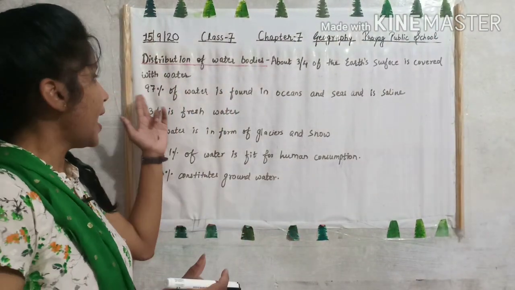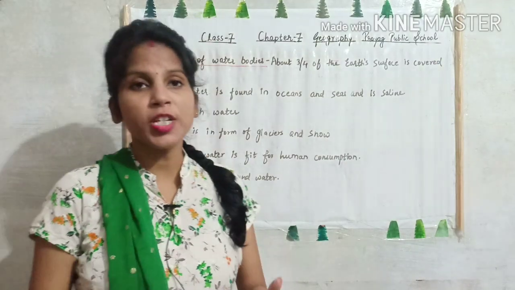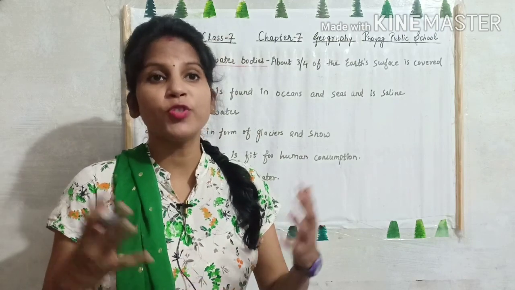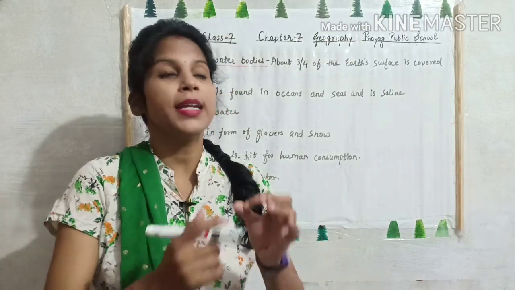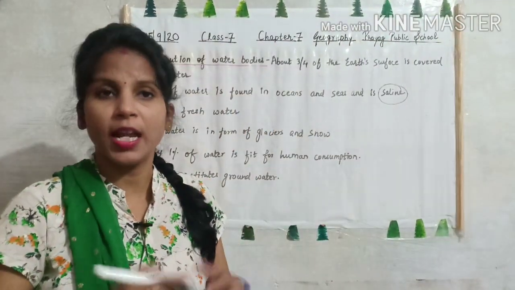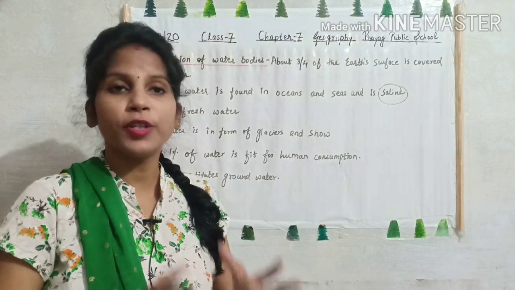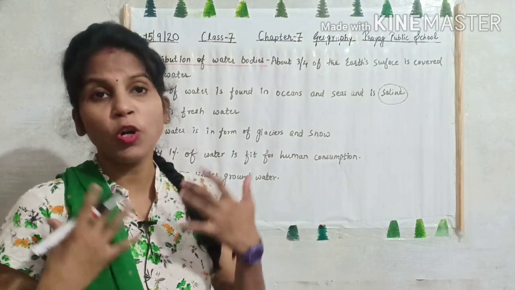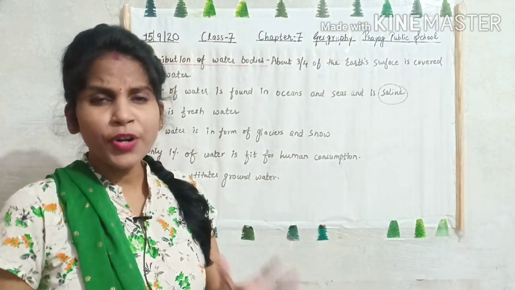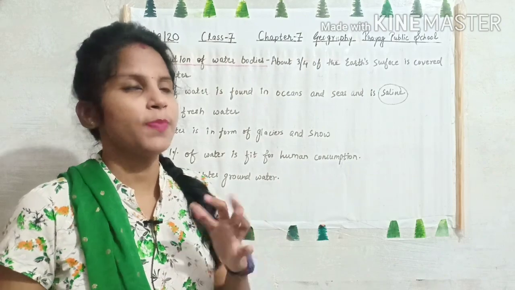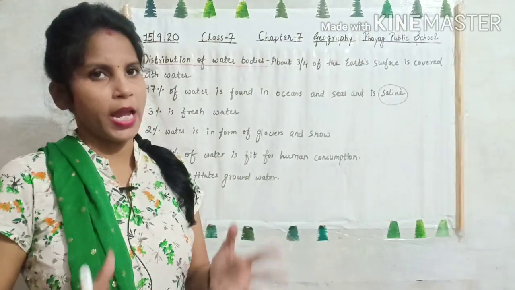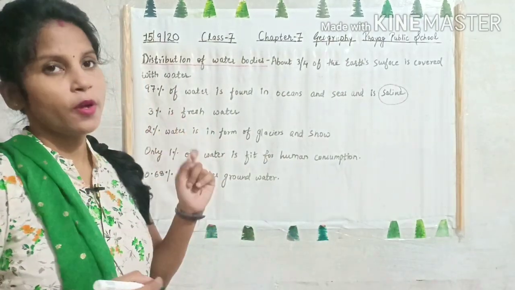97% of water is found in oceans and seas, and it is saline. What do you mean by the word saline? Saline means salty, which is not fit for human consumption, and we cannot use it. We can change it into fresh water, but the process is very expensive. So 97% is saline water and only 3% is fresh water.